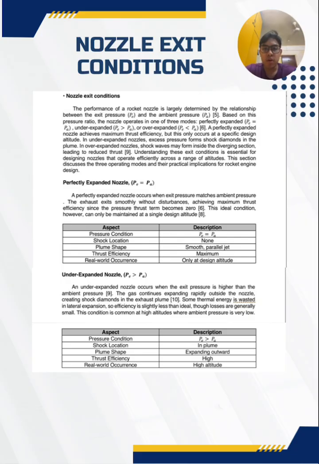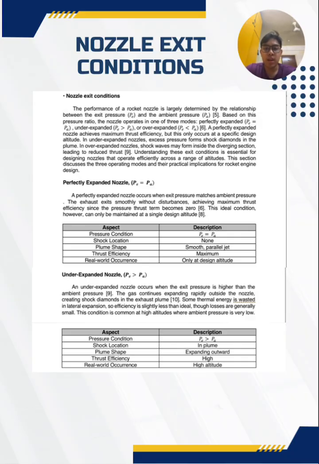Today I will be presenting about rocket nozzle exit conditions and their impact on thrust performance. The performance of a rocket nozzle is primarily driven by the relationship between exit pressure, PE, and ambient pressure, PA. Depending on this ratio, a nozzle operates in one of three modes: perfectly expanded, under-expanded, or over-expanded.